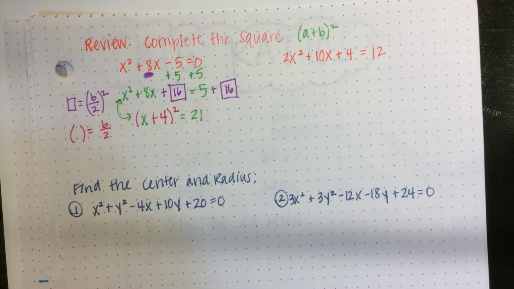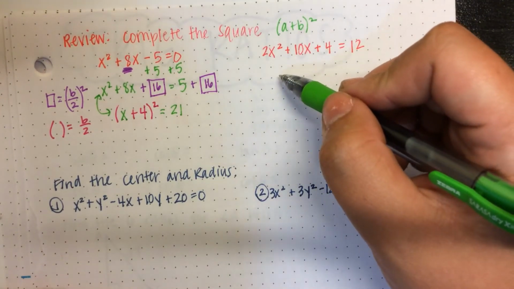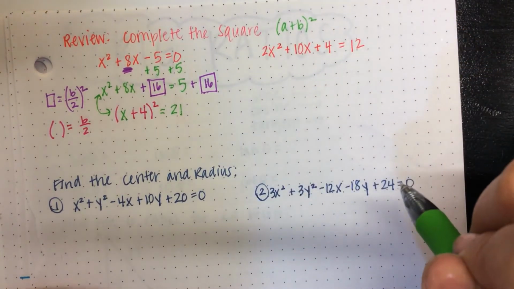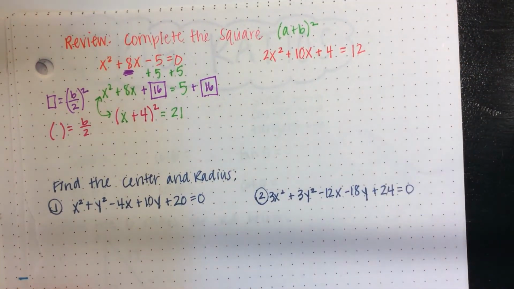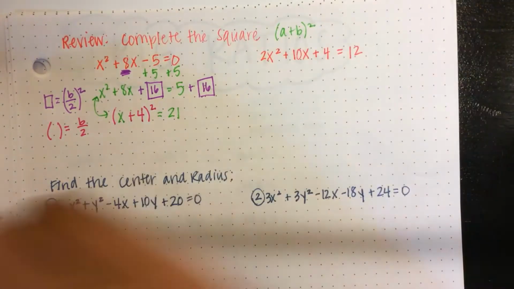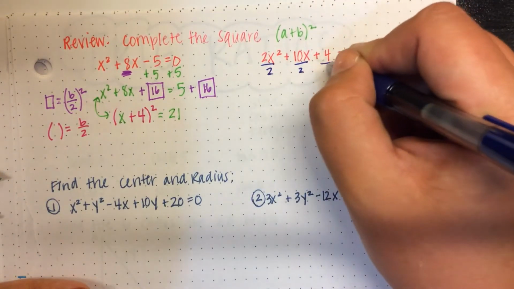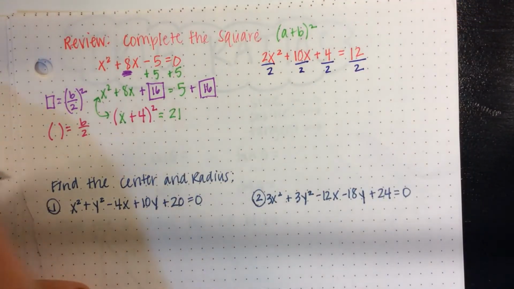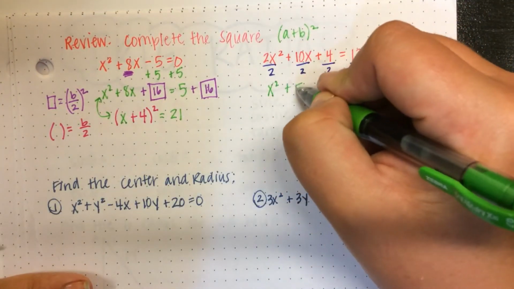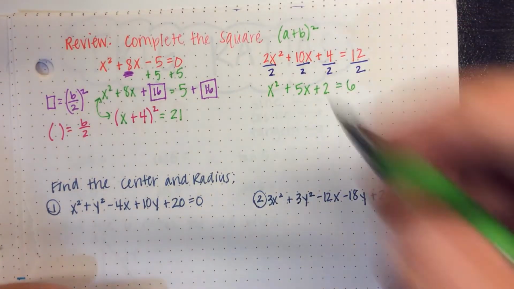Okay? Now over here, another thing, all right, and before I complete the square, I need that number in front of my x squared to be a 1. So the first thing we got to do is get rid of that 2 that's up there, because I want it to be a 1. So to get rid of it, I'm going to divide every single term by 2. All right, everything. So then I'm going to have x squared plus 5x plus 2 equals 6. Then I'm going to keep going with my process.